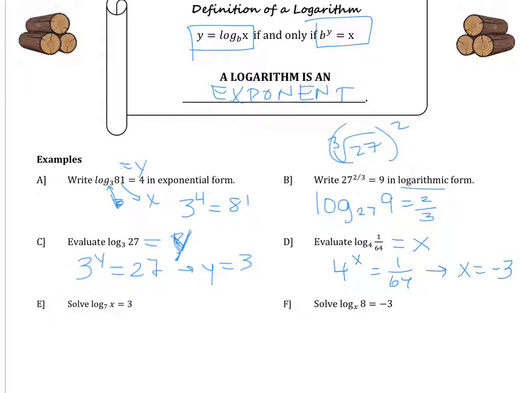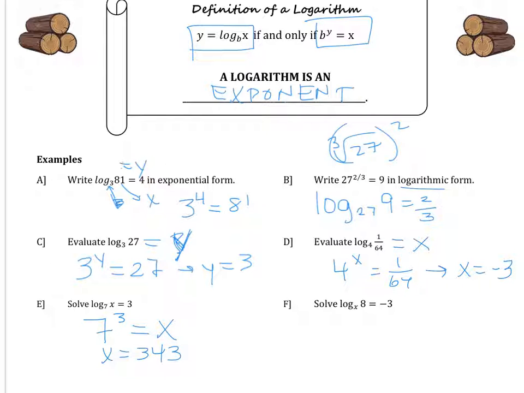And then finally, these are some simple logarithmic equations. It's actually no different than what we were doing in C and D. So solve log base 7 of x equals 3. We're just going to rewrite it as an exponential. So this becomes 7 to the 3rd equals x. Then we evaluate 7 to the 3rd, and we get 343.